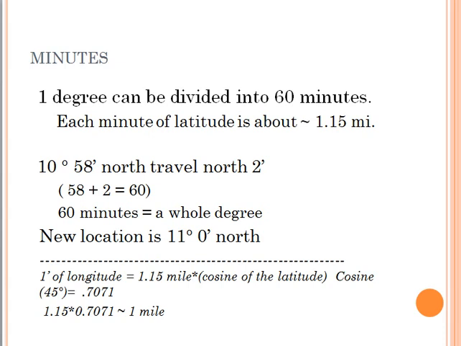And so we have to think about that also when we're talking about degrees of latitude and longitude. So if I have a location that is 10 degrees 58 minutes north and I travel 2 more minutes, I'm going to add those 2 minutes to my 58 minutes, which means now I have traveled 60 minutes, and that minute is another whole degree. So my new location would be 11 degrees north. Same if I go east and west. If I'm at 58 minutes east and I travel 2 more minutes east, then I'm at a whole other degree.